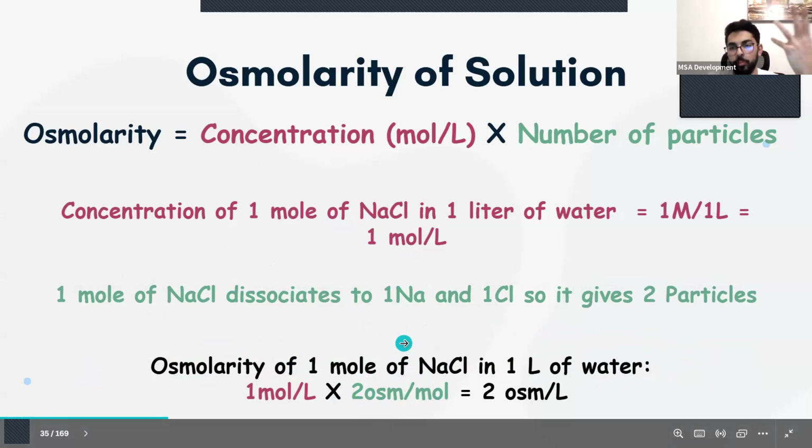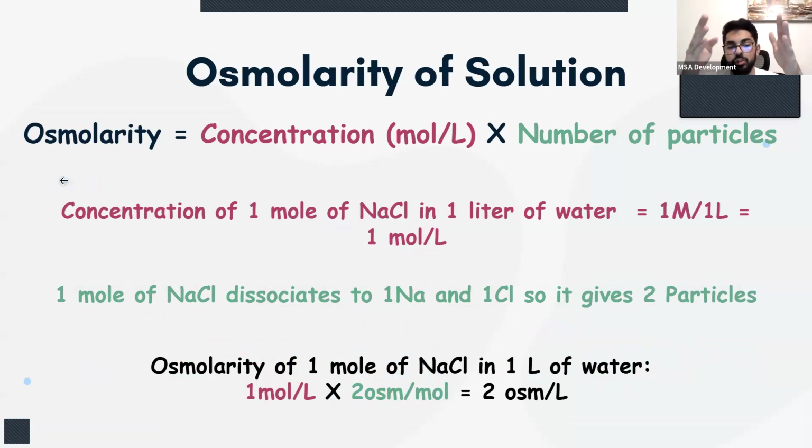2 osmoles basically means two particles. So in this example, osmolarity is going to be concentration, which is 1 mole per liter, multiplied by 2 osmoles, which is the number of particles, giving you 2 osmoles per liter. This is the unit of measurement of osmolarity.